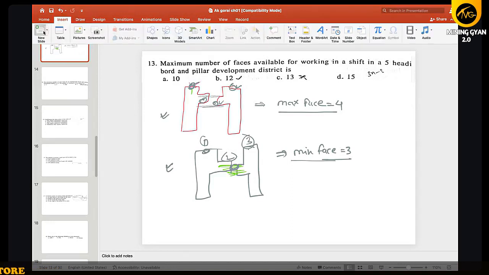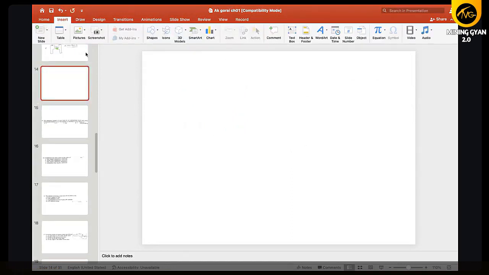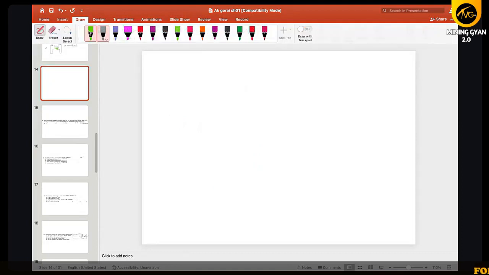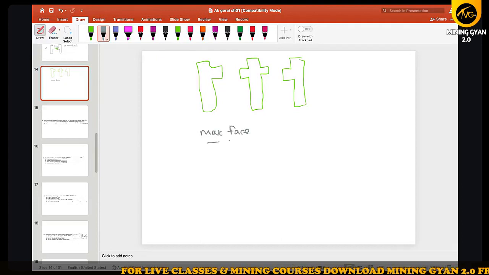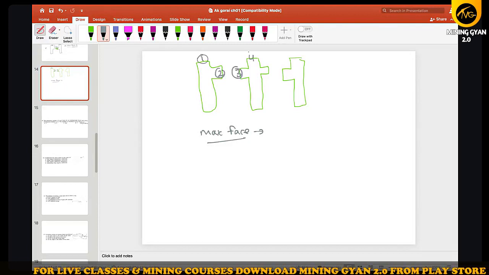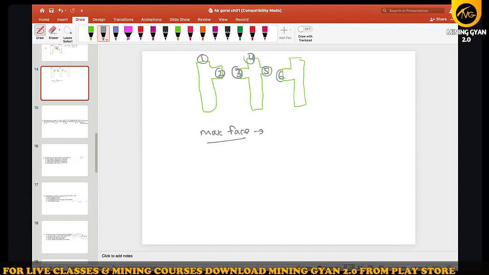And if we have three headings, 1 heading, 2 heading and 3 heading, then the maximum and minimum phases. So maximum phases: 1, 2, 3, 4, 5, 6 and 7.